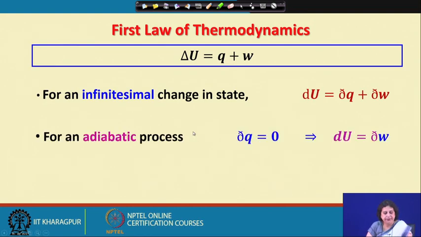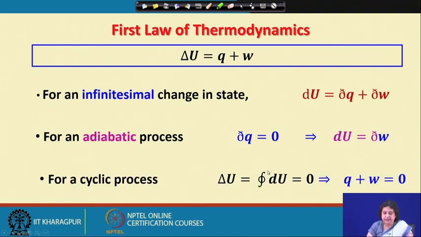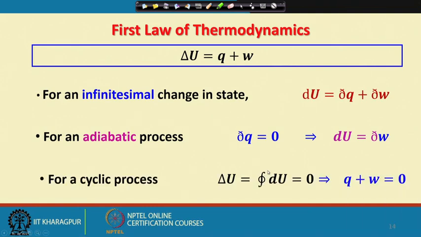If you have an adiabatic process, then dq would be equal to 0. As a result, I will always have dU equal to dw. And for a cyclic process, the system comes back to the same initial state. So, the initial and the final states are the same. As a result, delta U, which is a state function, would be equal to 0, which means that for every such process, q plus w is going to be equal to 0.